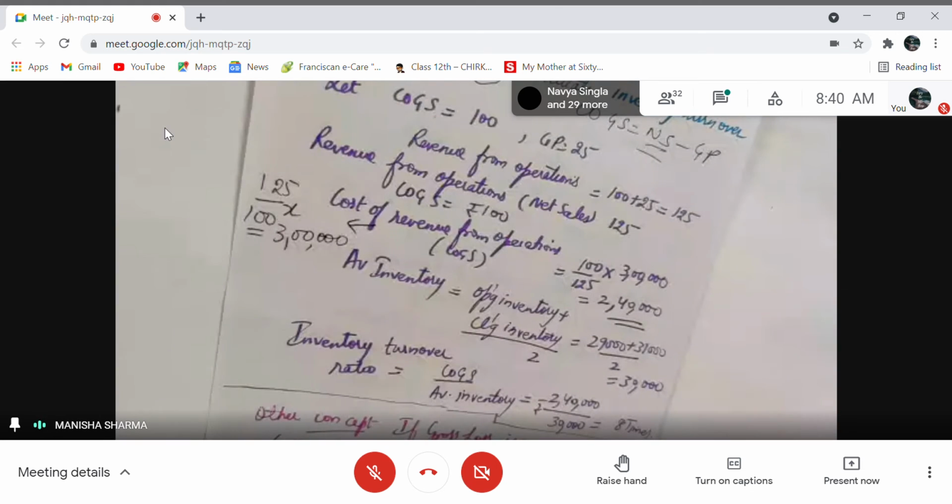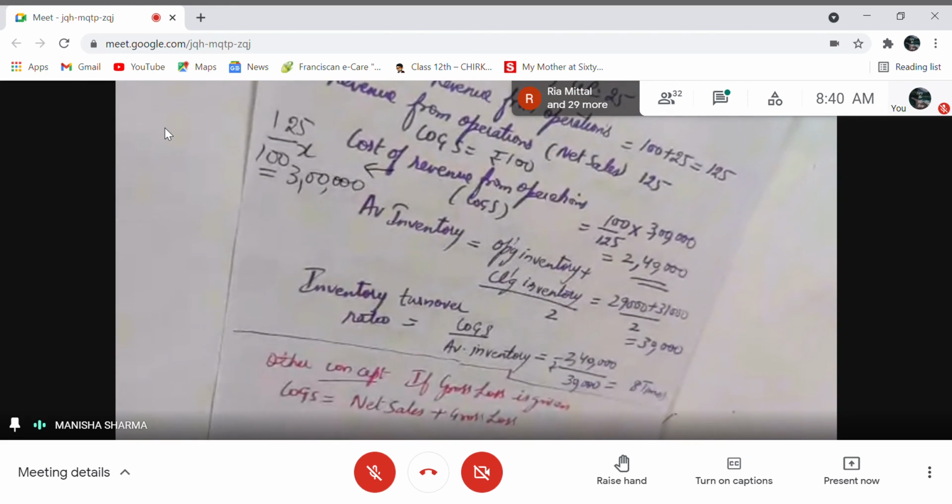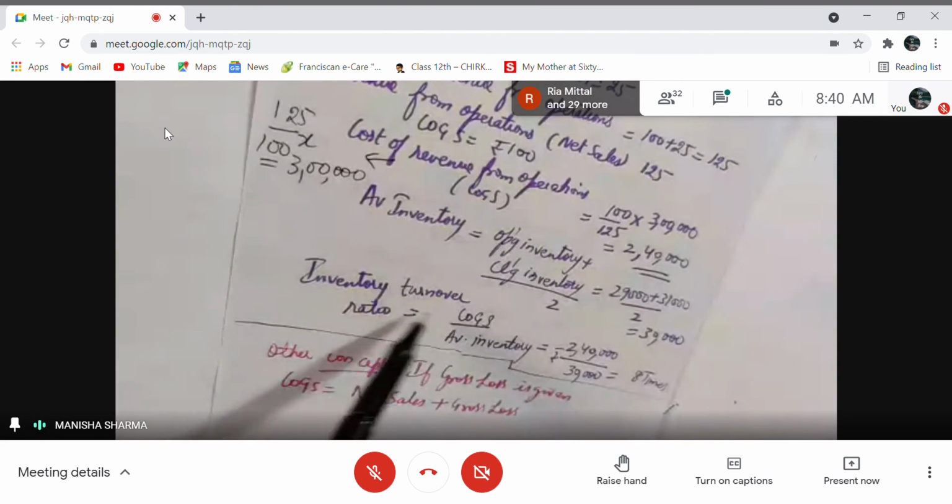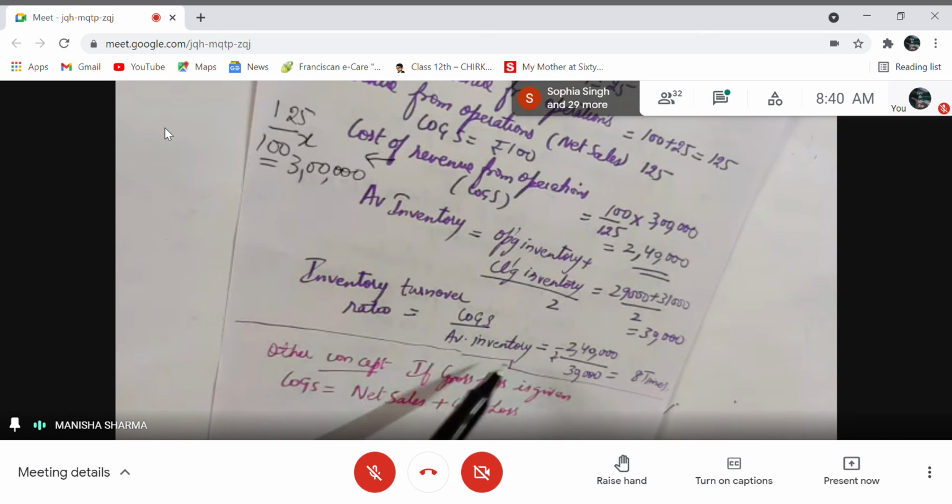Here COGS was missing, but we calculated COGS using the unitary method, taking COGS as 100 and GP as 25. So revenue from operations, or net sales, is 125. With that, we calculated COGS. So now we have COGS. The inventory turnover ratio is COGS divided by average inventory. COGS came out to be 2,40,000, and average inventory came out to be 30,000. If I divide, I get 8 times.